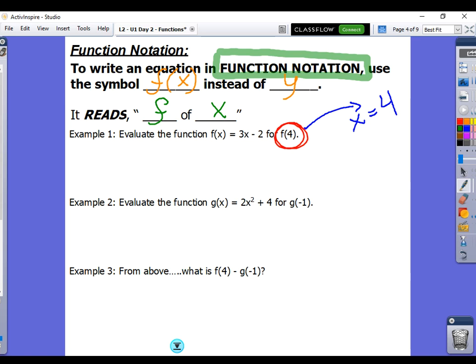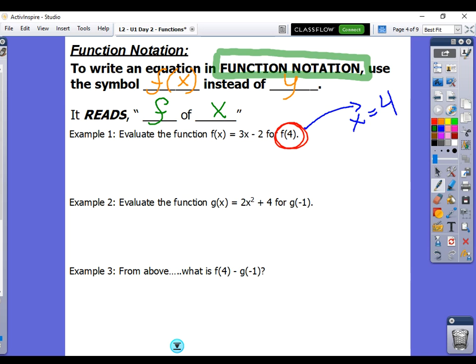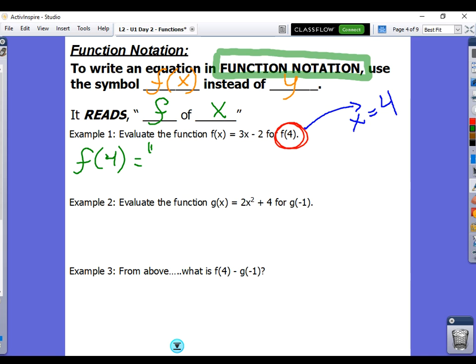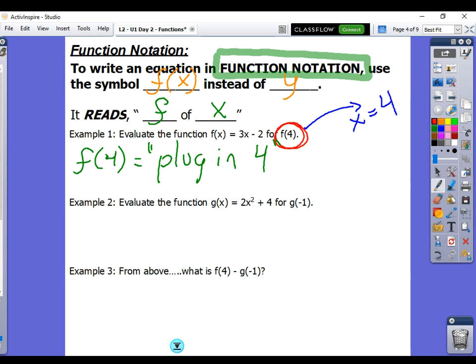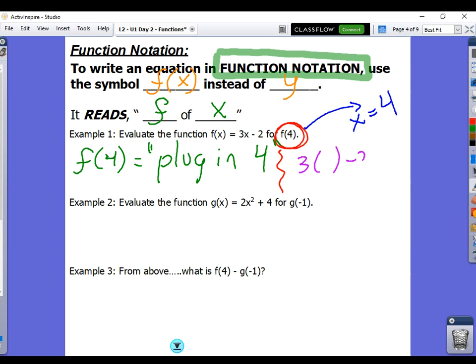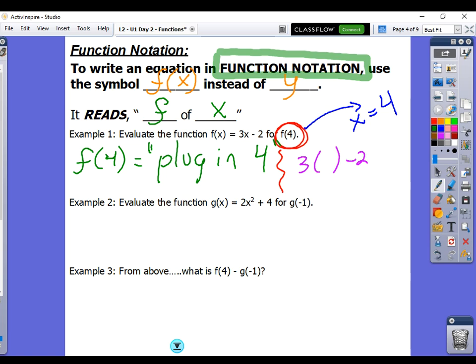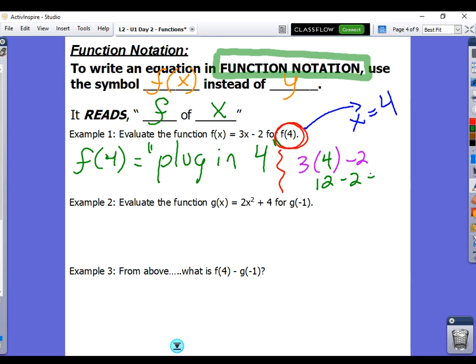So when you are evaluating a function and it says find f of 4, really what they're saying is plug in 4, right? You're going to plug in 4. It actually works out super quick and super easy. If we're going to plug in 4, then it's just going to be 3 times something minus 2, and we're plugging in 4, right? So 3 times 4 is 12. 12 minus 2 is 10. And that's your answer. f of 4 equals 10.